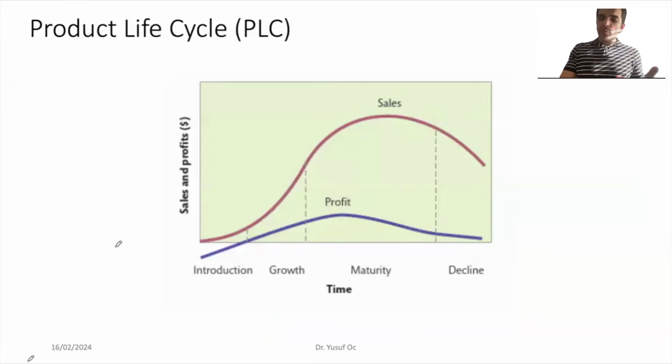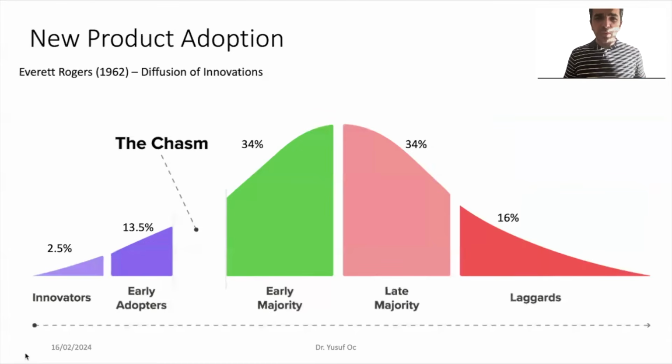So apart from those, we also know that products are like humans, right? They come into this world, they grow, they reach maturity, and they die, right? So they get older as well, and this is called the product life cycle, right? So the introduction stage or launch stage, and the growth stage, maturity, and decline stage. And there's an interesting theory about this. It's called diffusion of innovation, first coined by Everett Rogers. This is a really interesting story.